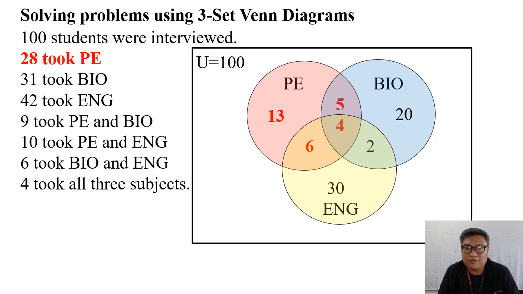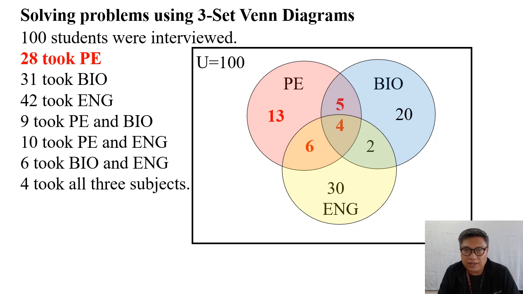Now, there is a total of 28 PE. Then we already have our 6, 4, and 5 again. So this is already 15. So we need to subtract 28 minus 15, and we have the remaining 13. So this 13 here indicates that they only have PE, but they don't have any biology nor an English subject.